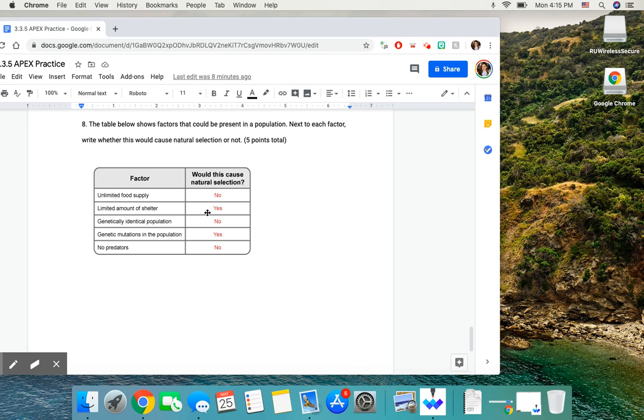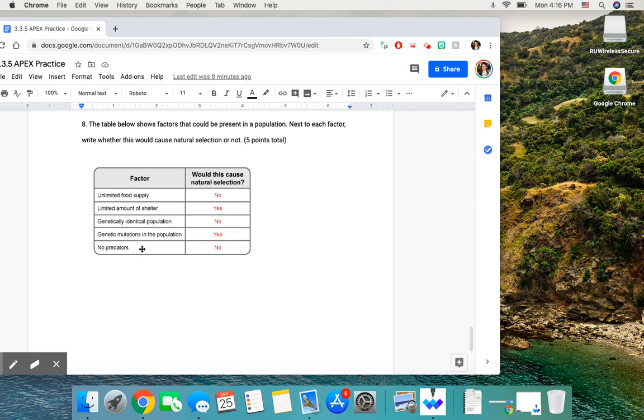Certain organisms aren't going to have shelter. They're going to be exposed by predators. Then they're going to die. And that's going to cause the ones who found shelter to be selected for. Okay? Genetically identical population? No. So we want variation. We want change. Okay? Genetic mutations in population? Yes. That's what's going to help cause those genetic variations. Okay? No predators? No. Like I said, we want that competition.